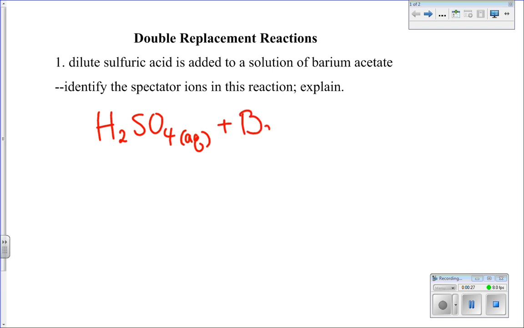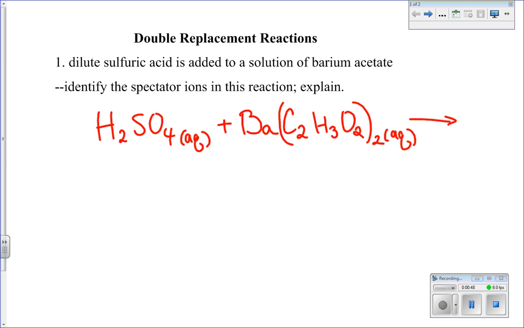Barium has a charge of +2, and then acetate is big A, C2H3O2, which has a charge of -1. So we're going to need a 2 down at the bottom. So that also is AQ, because it tells me it's a solution. So what's it going to form?